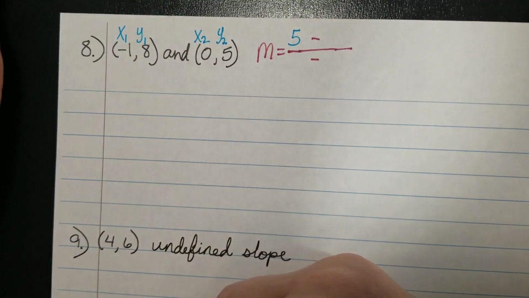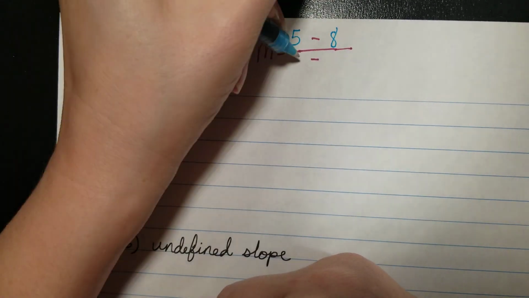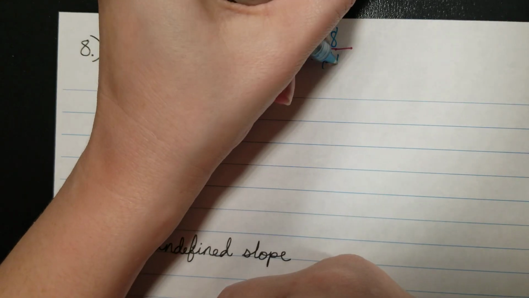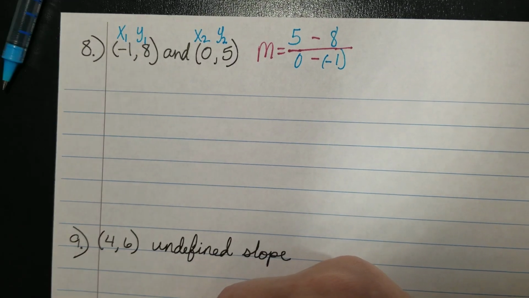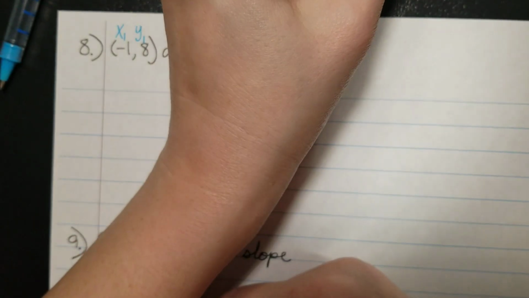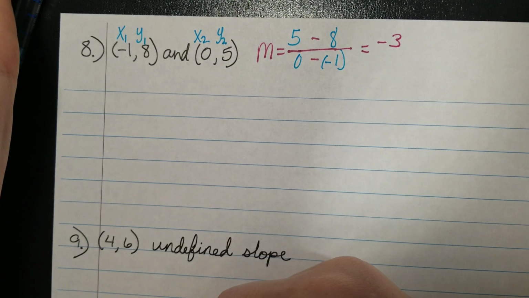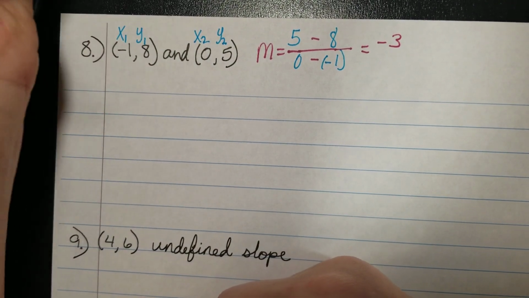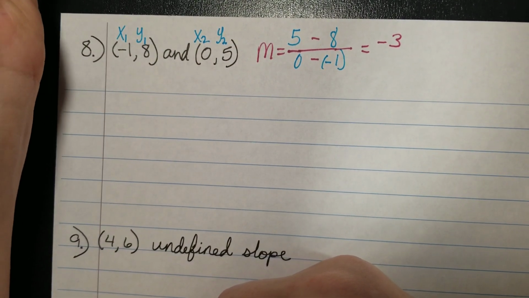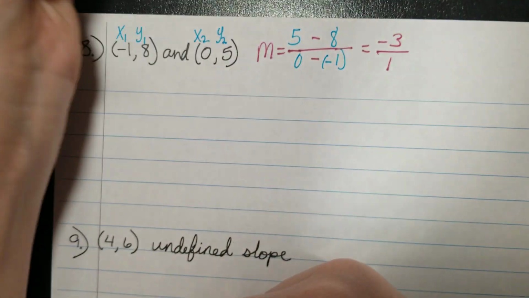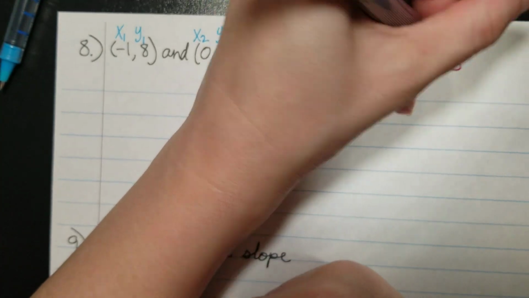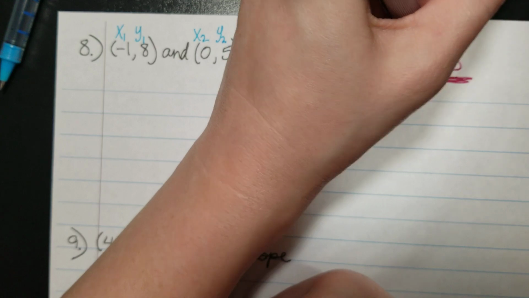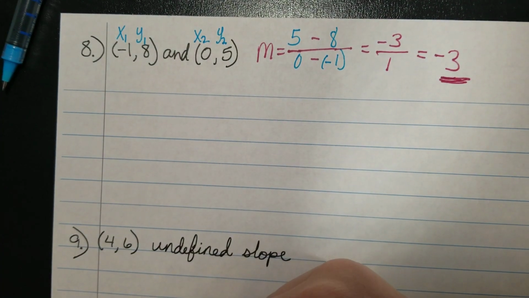that'd be 5 minus 8 over 0 minus -1. So 5 minus 8 is -3. And 0 minus -1, so minus a negative is a plus. So that's like 0 plus 1 is 1. So that gives me -3, and that is my slope.